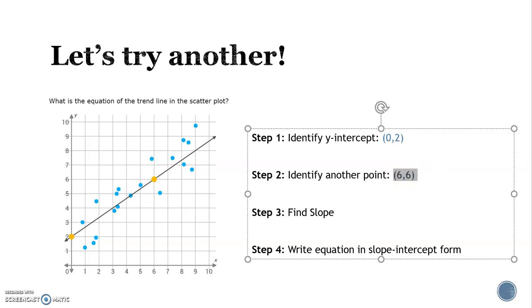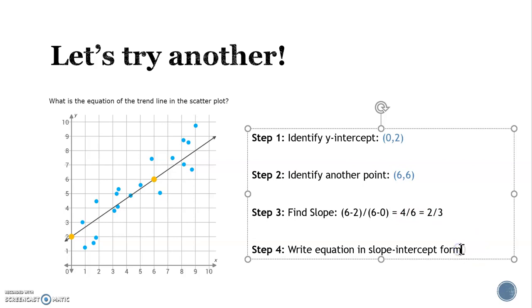Remember, we need those two points to find what? Step 3, to find our slope, right? So we subtract our two y's. We have 6 minus 2 on the top of that fraction, and on the bottom, we have 6 minus 0. And so we end up getting a 4 on the top and a 6 on the bottom, which ends up reducing to 2 over 3. So that is our slope.